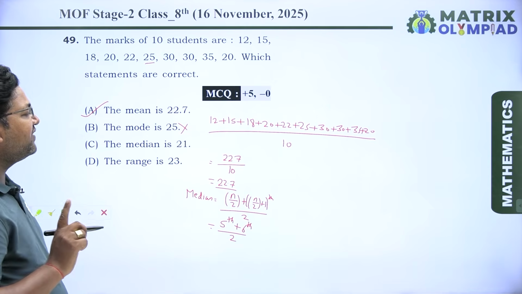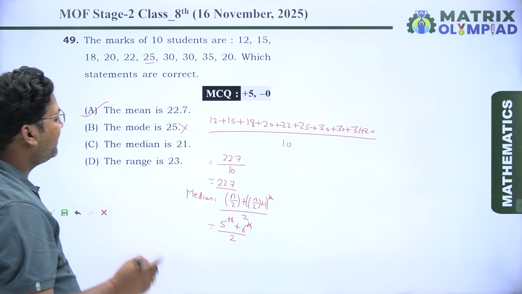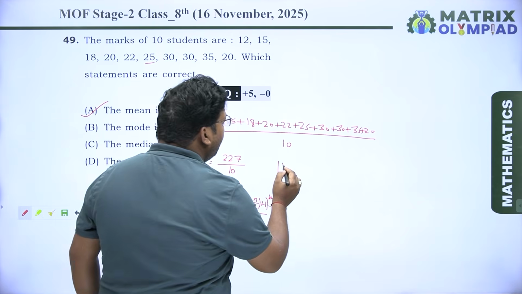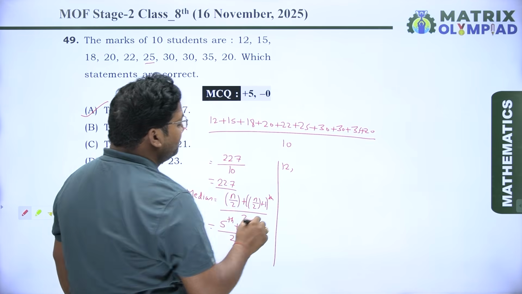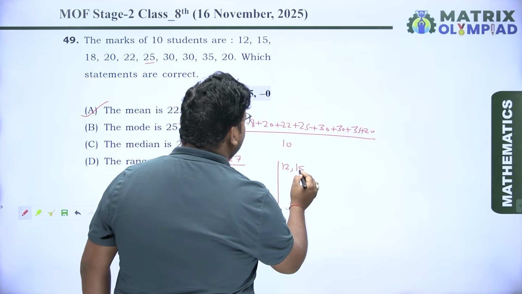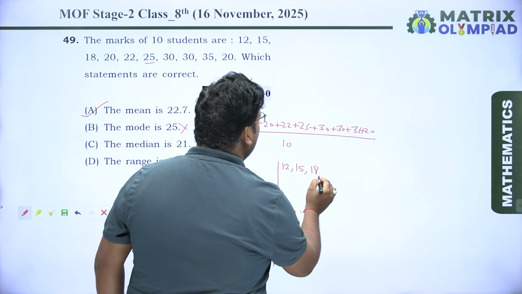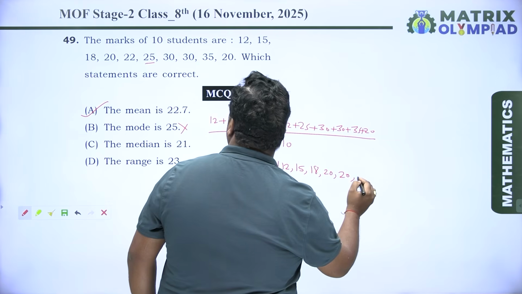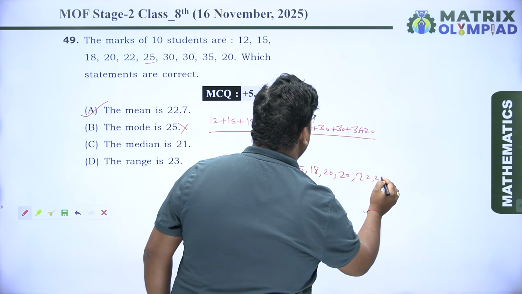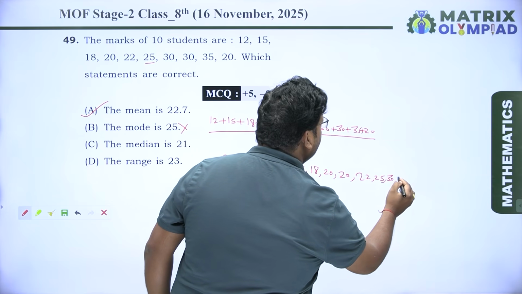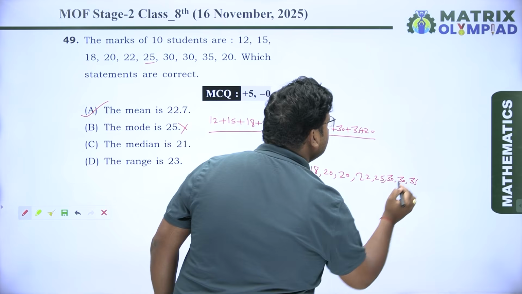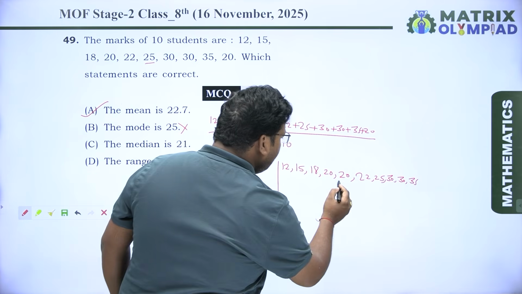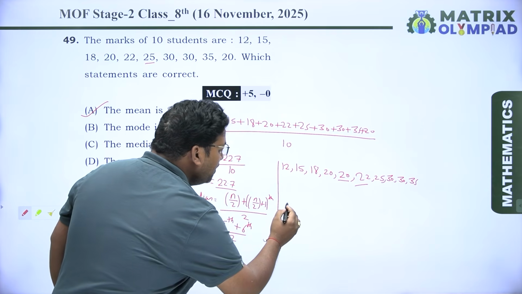So for calculating the 5th term and 6th term, first of all we have to arrange all the observations in increasing order. So first of all we have to arrange in ascending or descending order. So the first minimum number is 12, then 15, then 18, 20 occurs 2 times, so I have to write 20, 20, then 22, then 25, then 30, then 30 and the last number is 35. So here you can see the 5th term and 6th term. So the 5th term is 20, the 6th term is 22.